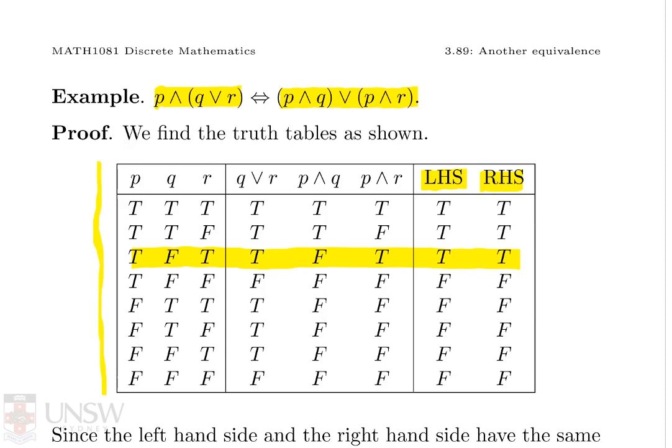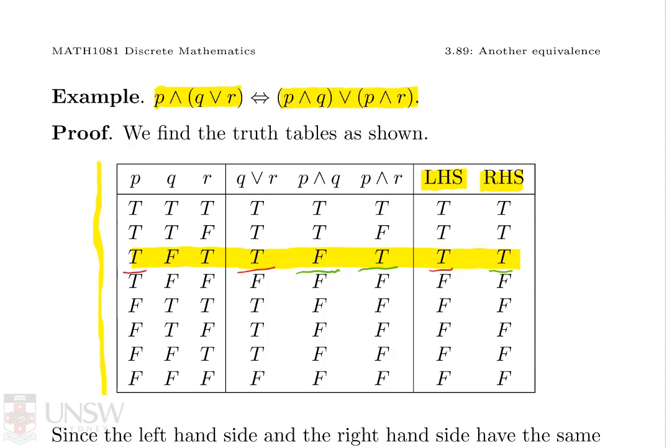P and R. That's true and true. It's true. Left-hand side is P and Q or R. In other words, that's P and Q or R, which is here. It's true or true, and therefore it's true. Similarly, for the right-hand side, that's P and Q. That's this one. Or P and R. That's this one. It's false or true, and the result is true.